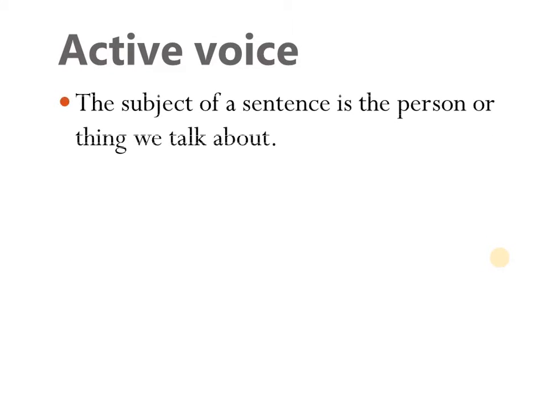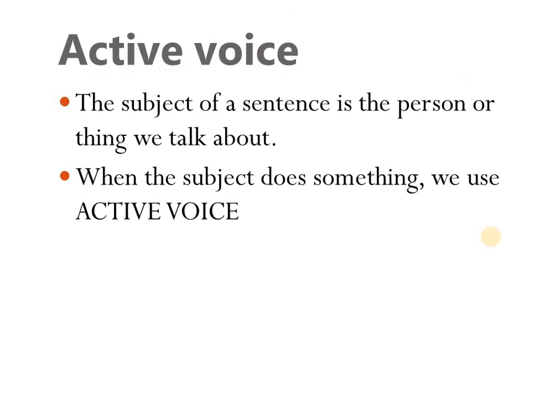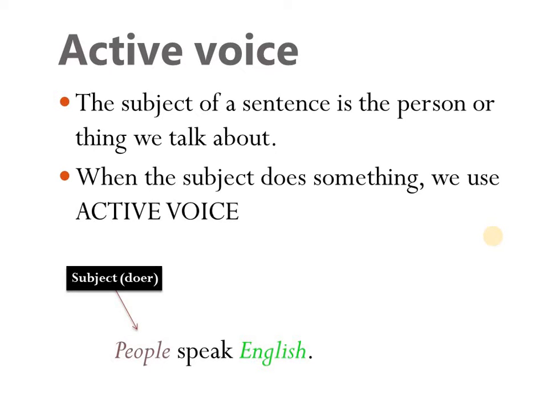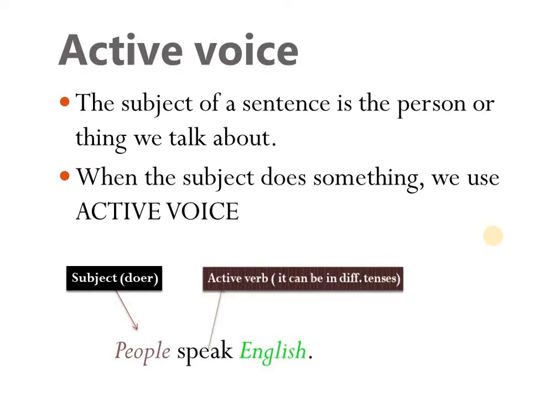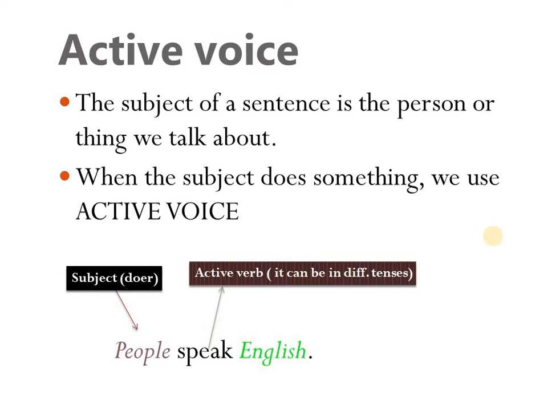The active voice, as you know, we have a subject in a sentence, we have a verb, we have the object. The subject of a sentence is the person or thing we talk about. When the subject does something, we use active voice. Take the sentence, for example, people speak English. People is the subject, and here, as you can see, people is the doer or the performer of the action. Speak is the verb.